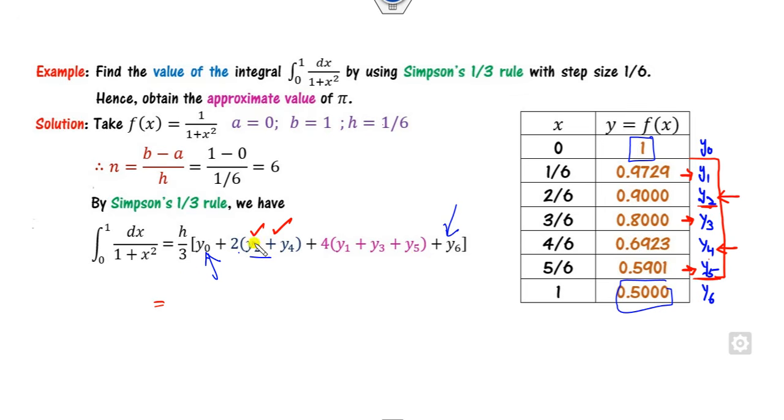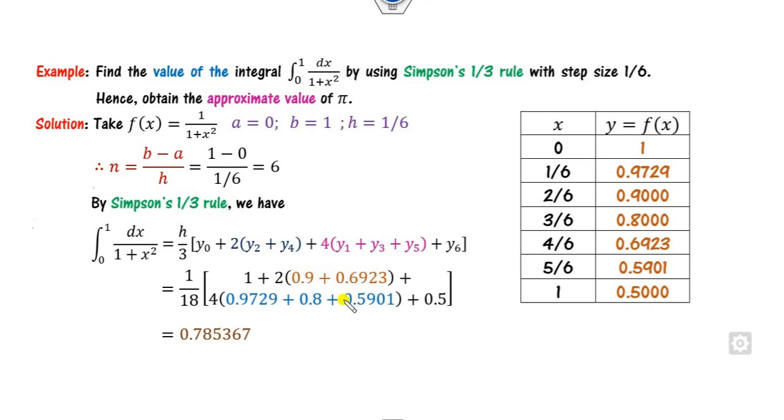Now what is the value of h? It is 1/6. Now what is y0? That's the first term. What is y2? y2 is 0.9. y4 is 0.6923, plus 4 times of this, and so on. So once you use the calculator, you can get the value. That is the first part.